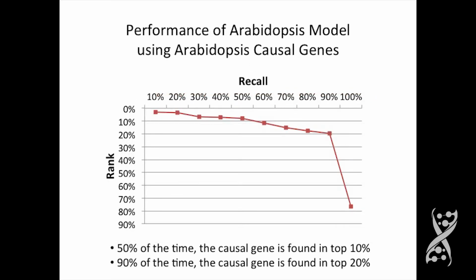In reality, on Arabidopsis, this is the performance we observed. So it wasn't so bad, but I think it's not spectacular. It's not the ideal case, but I think there's room for optimization and improvement, for example, adding additional features and so on. What we found was that 90% of the time, we were able to put the causal gene within the top 20%. And about half of the time, we were able to put the causal gene in the top 10%. So we were able to narrow down the candidate genes from about 200 to 20 to 40. And as a start, I think this is not so bad. It gives us hope that we could improve this.